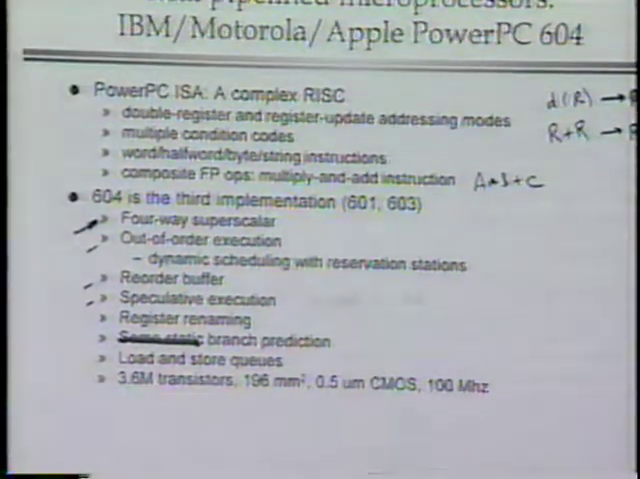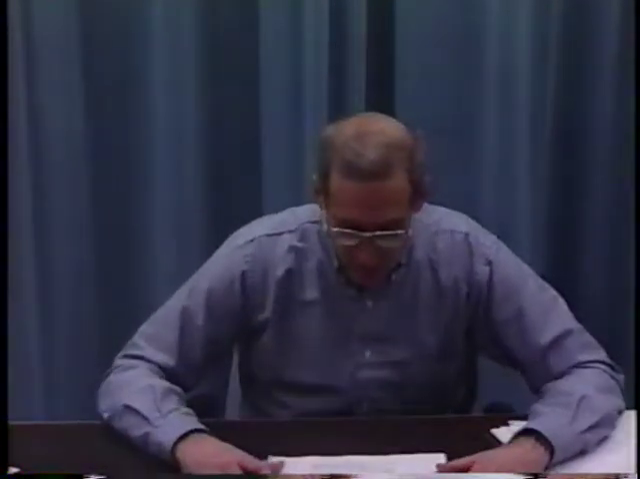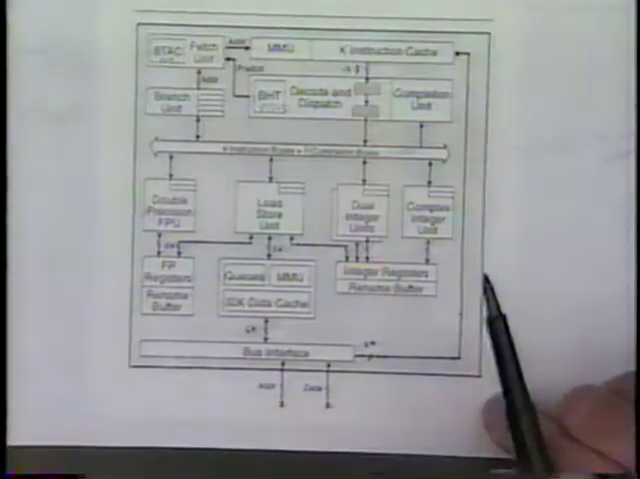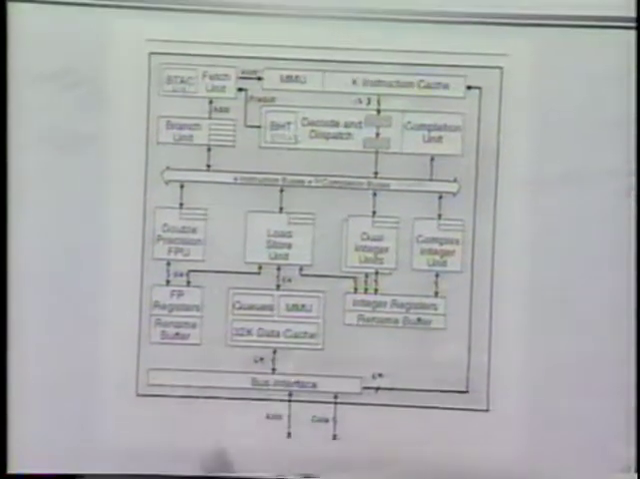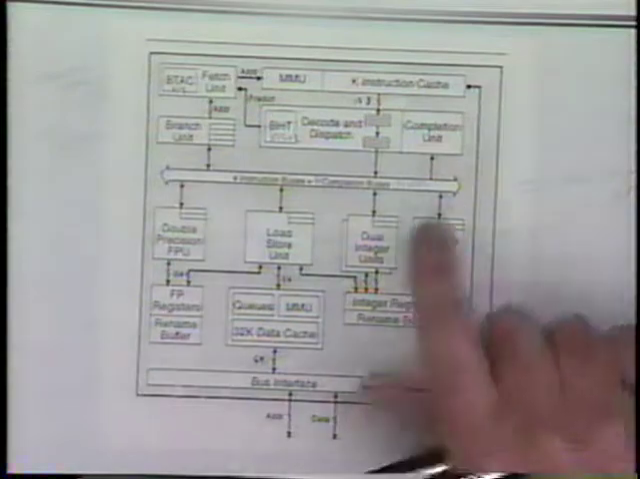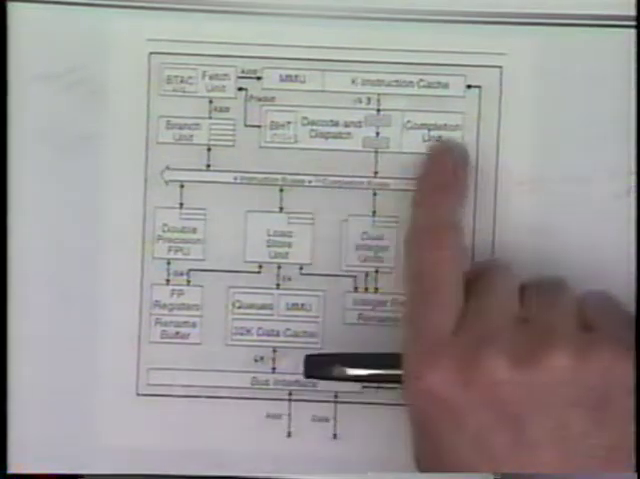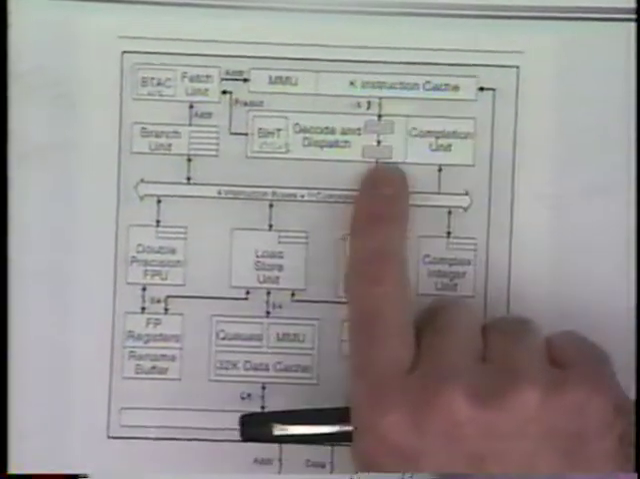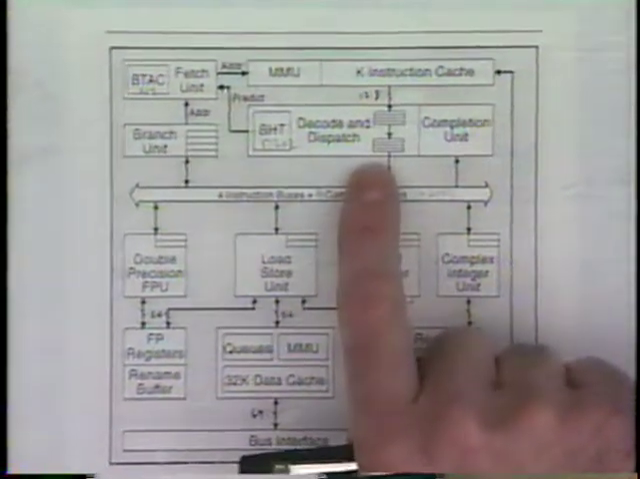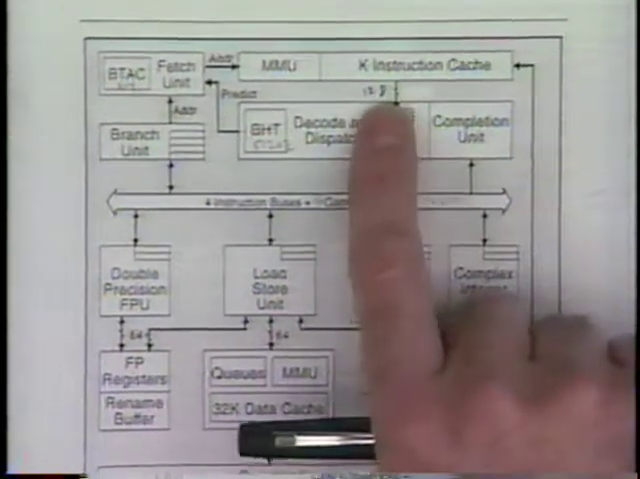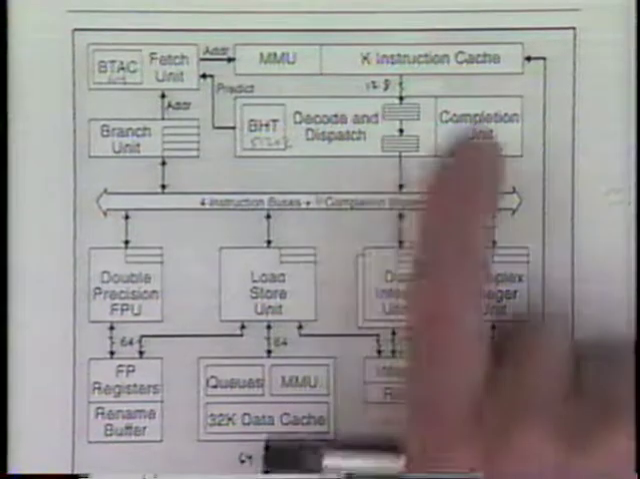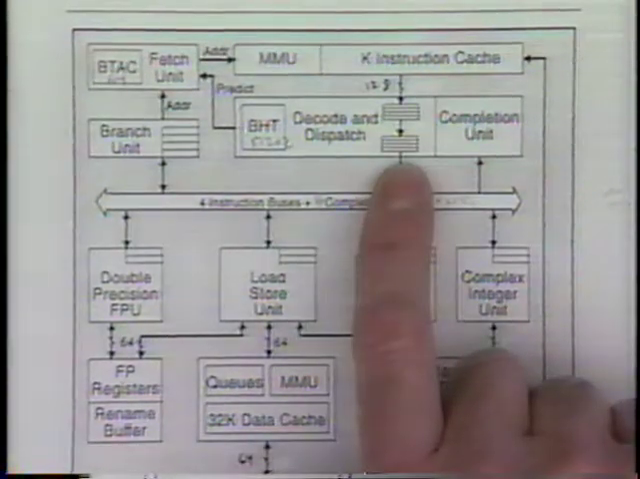We'll talk more about the physical characteristics of it later. Let's take a look at the overall block diagram of the 604. This is actually not a picture out of the paper, but from somewhere else, but it shows more of the detail. Let's see where to start. The instruction cache provides to the decode and dispatch unit 4 instructions at a time. So 128 bits are going from the instruction cache to the decode stage.